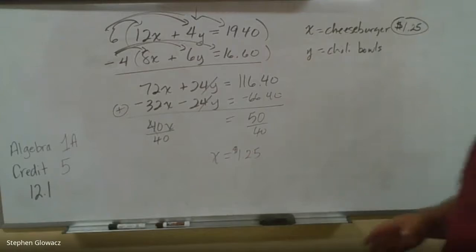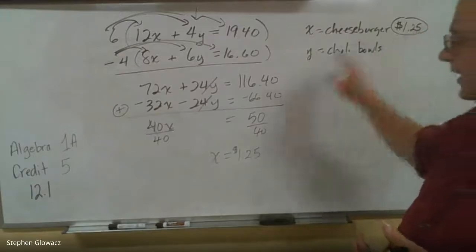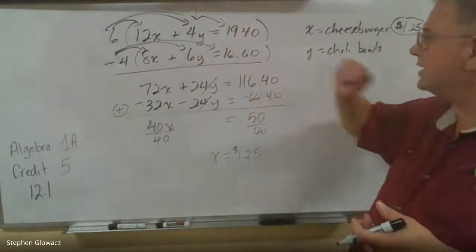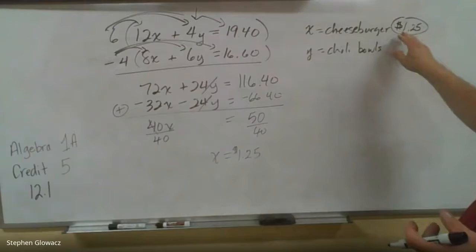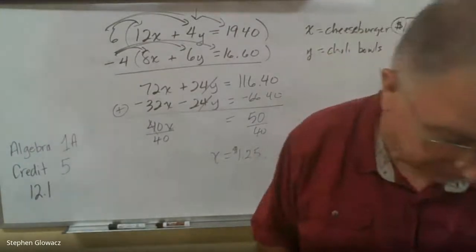Now again, you might say, what about the cost of the chili bowls? We could easily determine that by plugging this in, just like we do with all the other problems. But on this one, for whatever reason, they just want to know the cost of the cheeseburgers, which is $1.25.